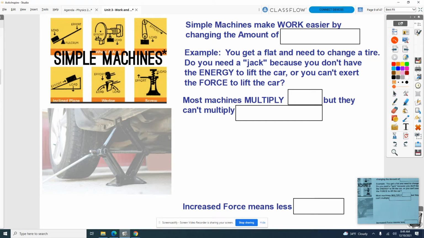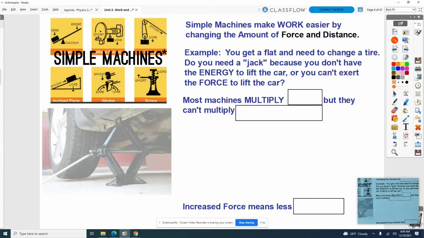Okay, in this video, I introduced the concept of simple machines. This lesson is definitely better done in person, but in the event that you missed class or you just need a refresher, this video should help you understand what simple machines do and how they make work easier by changing the amount of force and distance.